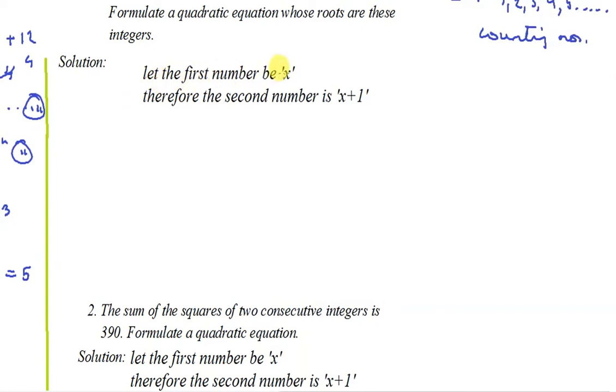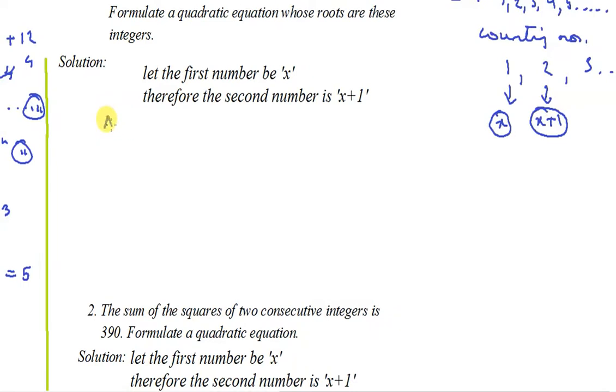Let the first number be x, then the second number will be x plus 1. For example 1, 2, 3: if the first is x, the second is x plus 1. So we take the first number as x, and the second number as x plus 1.